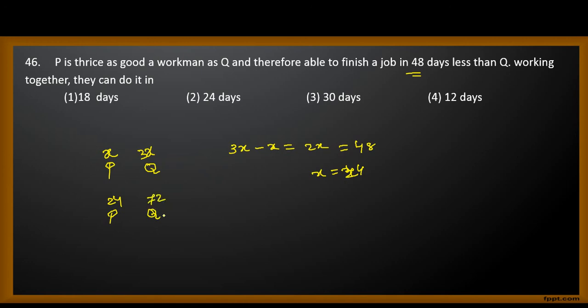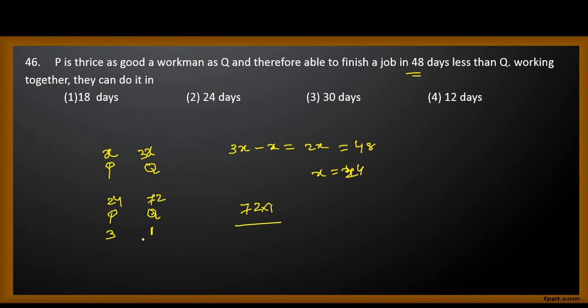Okay, now assume that Q will do 1 unit, then P will do how many units? 3 units. Look at 72 into 1, 72, 24 into 3, 72, which is satisfying. Okay, now working together they can finish the work in, what is the total work? This is the number of days into work done per day. So 72 into 1, this is the total work.